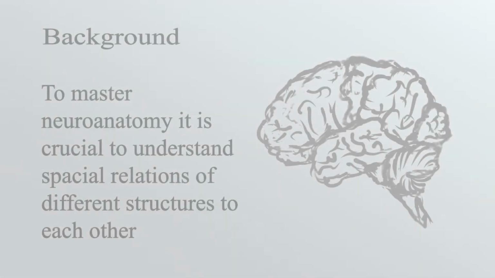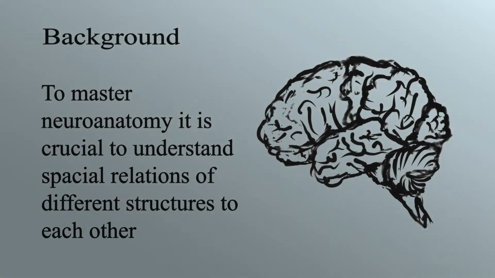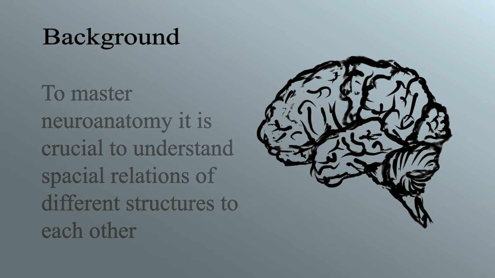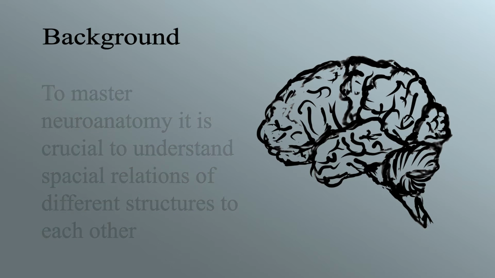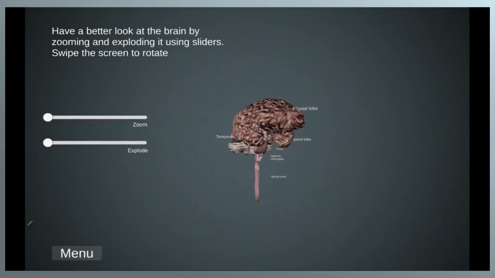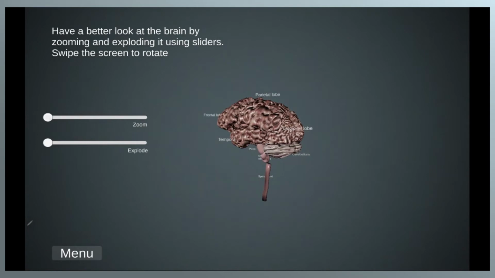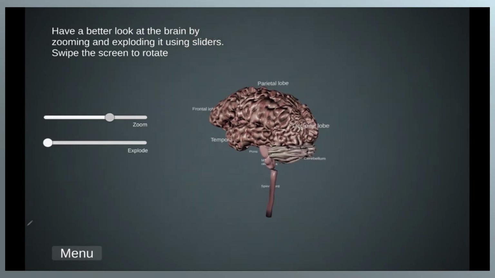Based on the literature review, one of the main reasons why so many students are struggling with neuroanatomy is difficulty to visualize complex 3D structures of the brain and their relationships to each other. Traditional teaching resources, such as textbooks, only provide two-dimensional representations of the structures, making it challenging for students to learn neuroanatomy effectively. Easily accessible interactive 3D applications, such as the one presented in this project, can potentially resolve this issue.